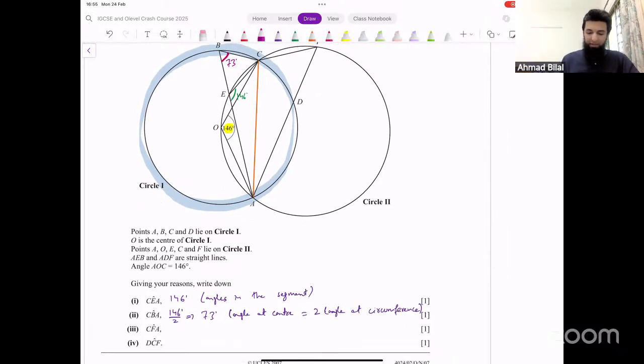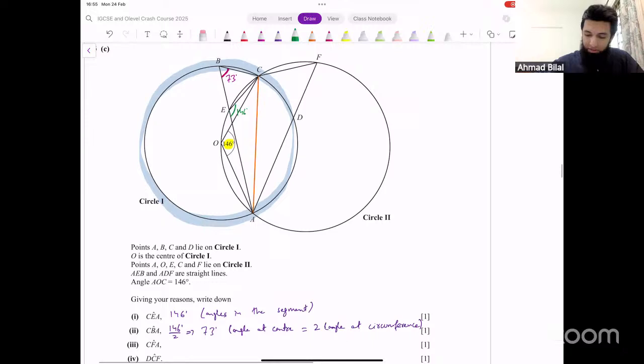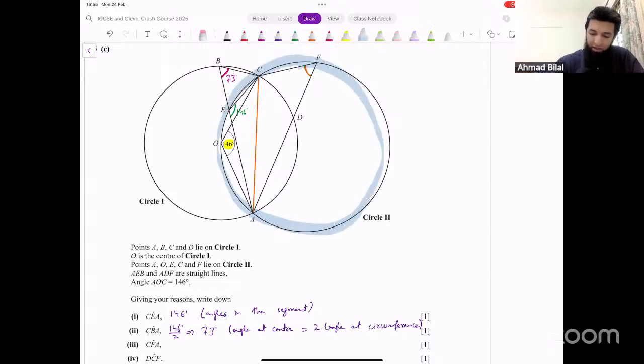Okay, next, CFA angle. CFA, that is this angle here. What about this now? Angle CFA. So now this is an angle in the circle on the right side. Again, we're going back to that circle on the right side. In this circle, the circle on the right, we have to find this angle. Now, what do we know about this circle?